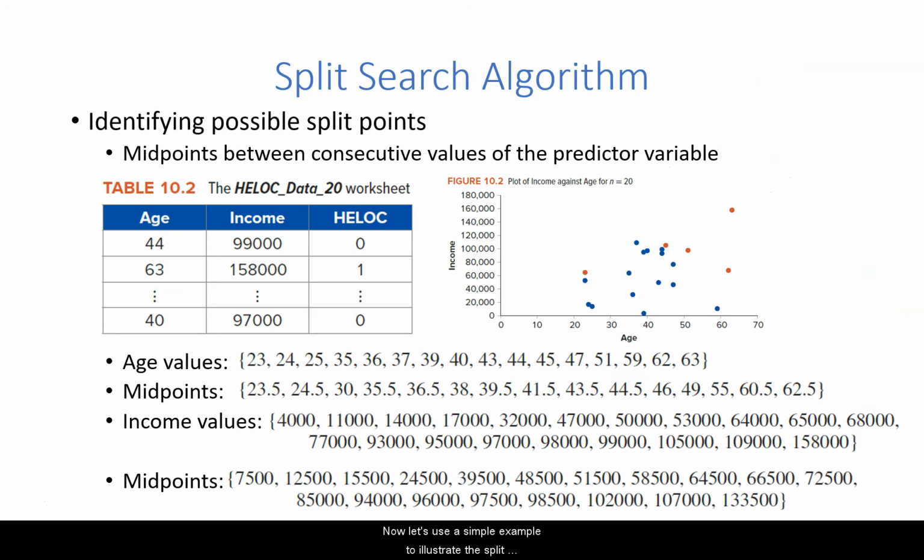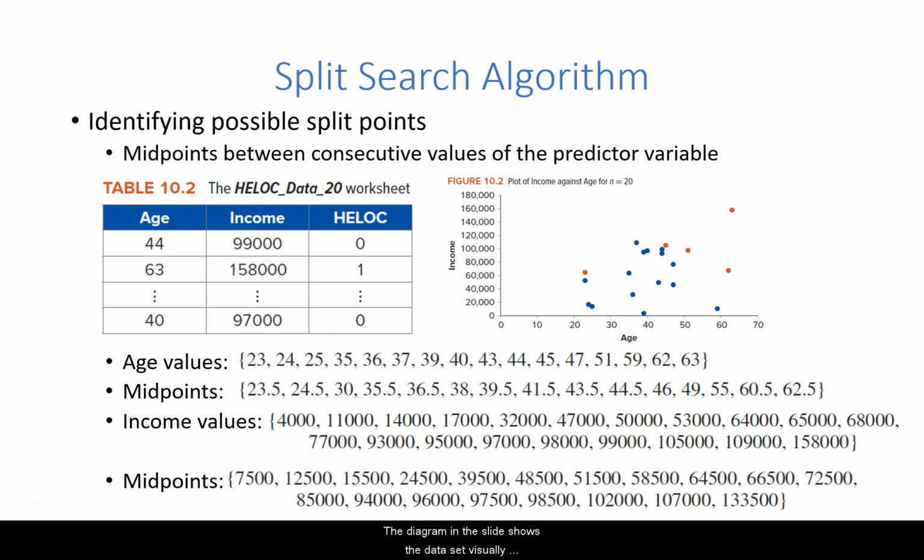Now let's use a simple example to illustrate the split search algorithm used to build a classification tree. In our example, we have 20 customers who were previously contacted about a home equity line of credit offer. We have their age and income data, as well as whether they responded to the offer or not. The table in this slide shows a portion of the dataset. We can consider this dataset as our training dataset, which is used to grow a classification tree.